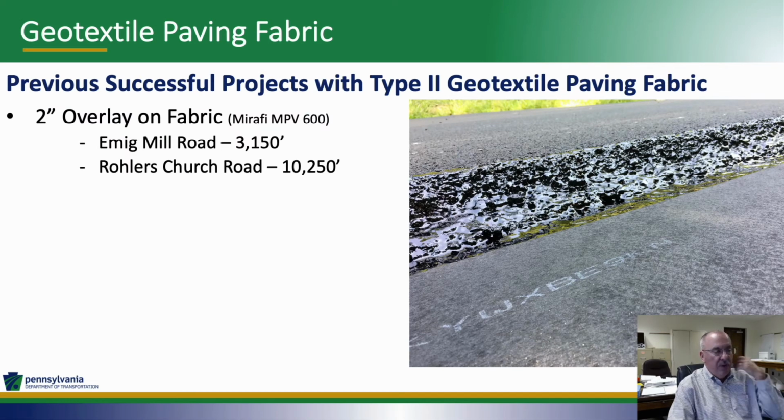We have had success with previous projects using a 2-inch overlay on top of the paving fabric, as seen in this photo. That's a close-up of the longitudinal joint. On Amick Mill Road, we did over 3,000 feet, and on Rollers Church Road a few years back, we did over 10,000 feet of a 2-inch overlay on top of that fabric.